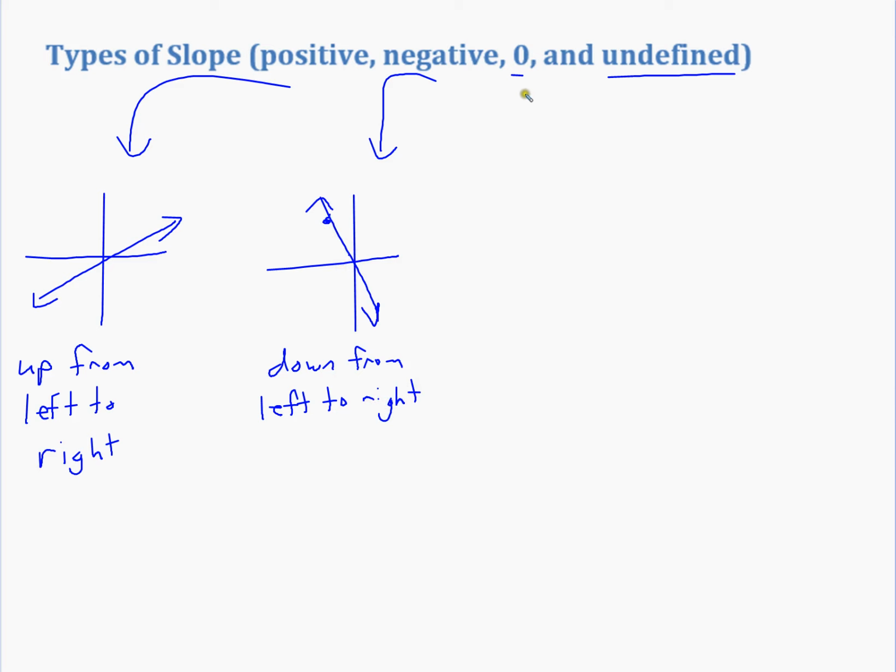A slope of 0 is a horizontal line, which we just mentioned. And then a slope of undefined is a vertical line. And so we should be able to know those. A positive slope goes up left to right, negative goes down left to right. A slope of 0 is a horizontal line because it has no steepness, and an undefined slope is ultimate steepness. That's a vertical line. And that's slope.